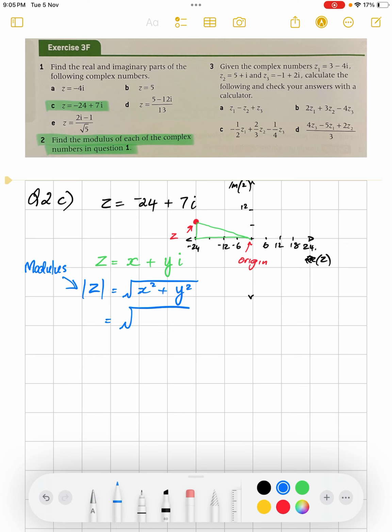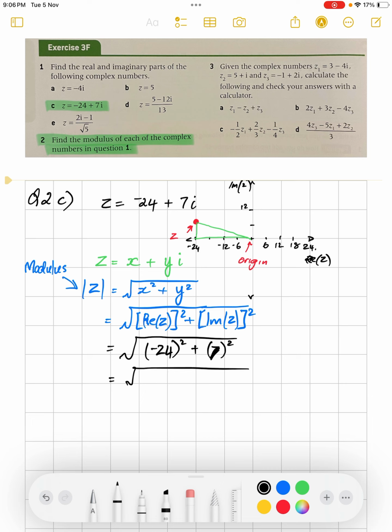We also say that the real component of z squared is x, and y is the imaginary component of z squared. So either of those formulas is fine. So let's substitute. The real component is negative 24. We square that. The imaginary part is 7. And we square that.